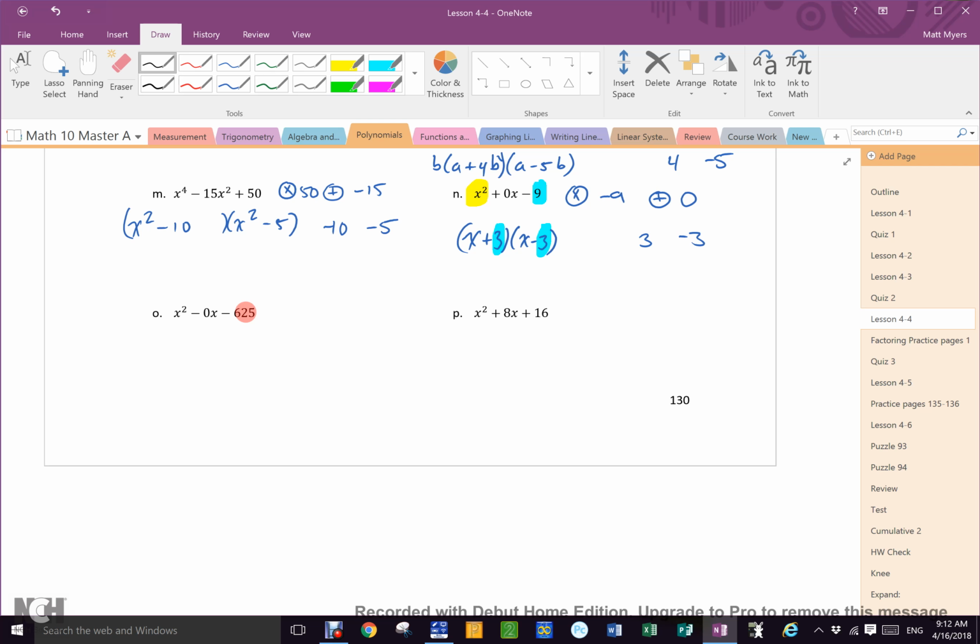It's not on your list, but it is a perfect square, isn't it? So, it's x plus what? We use 3 and 3 because that's the square root of 9. So what do I do here? Square root of 625, which is 25.